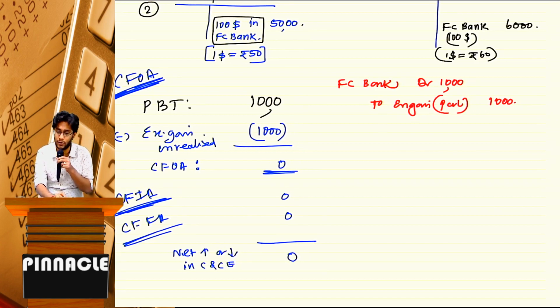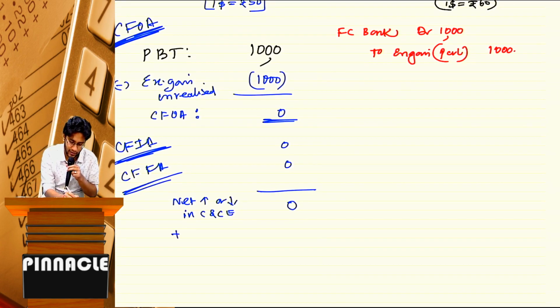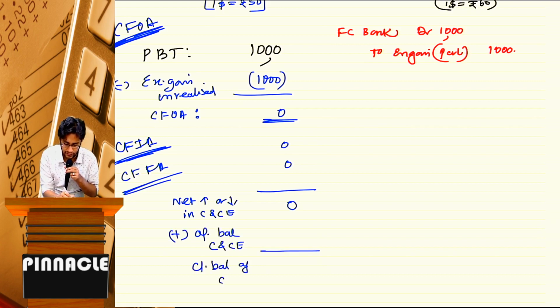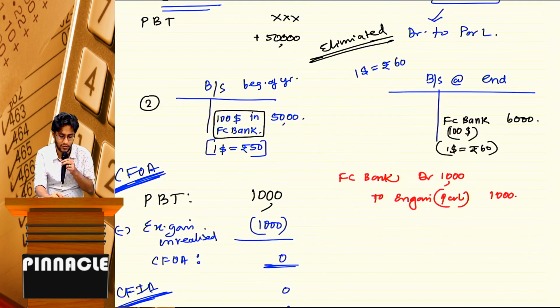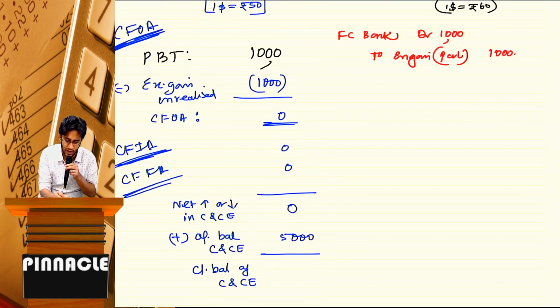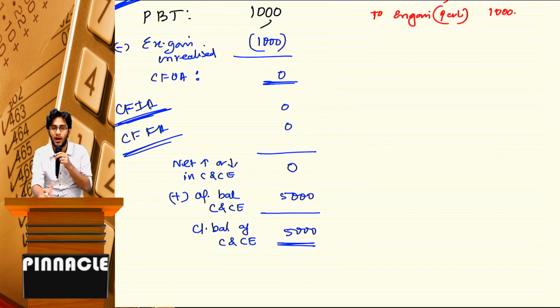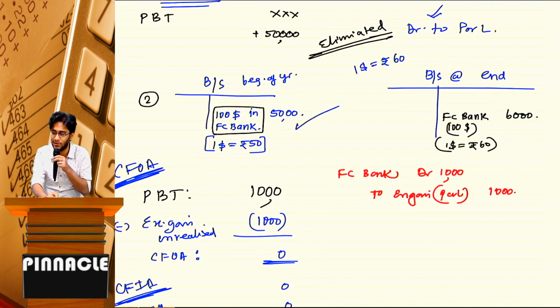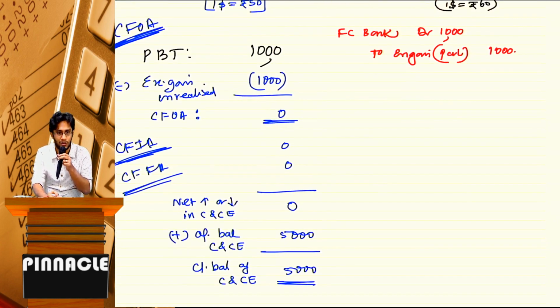Last, what you have to do here? You have to add the opening balance of cash and cash equivalents. If you add this, what should you get? The closing balance of cash and cash equivalents. What is the opening balance? 5,000. Add this, the answer is 5,000. Here comes the problem. A closing of 5,000 won't match with your balance sheet closing balance. Did you understand the problem here?